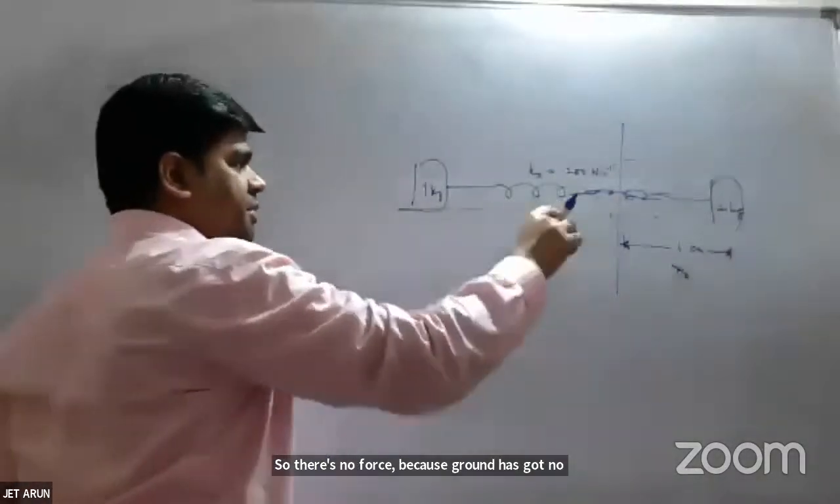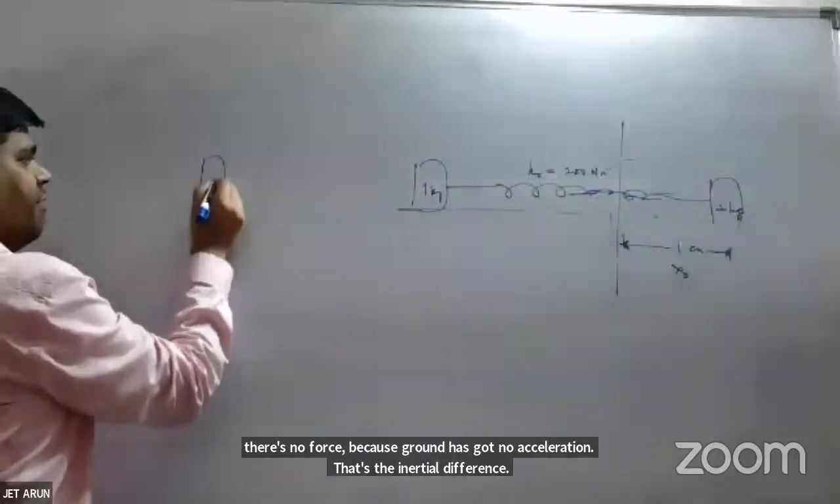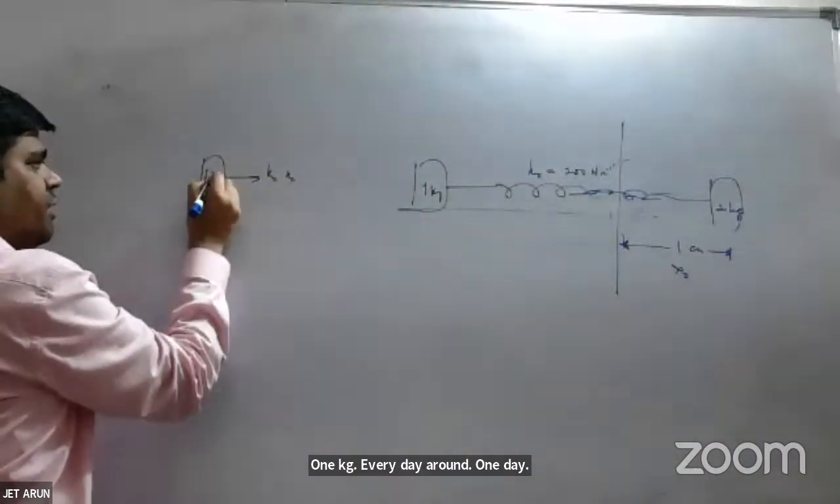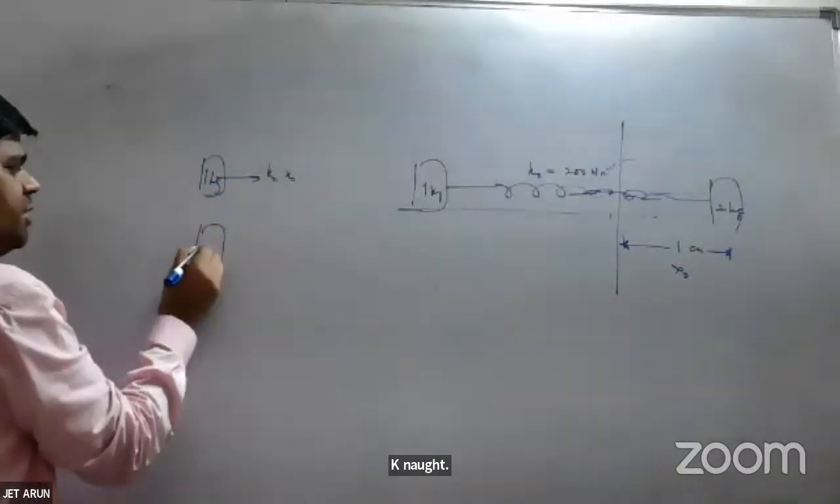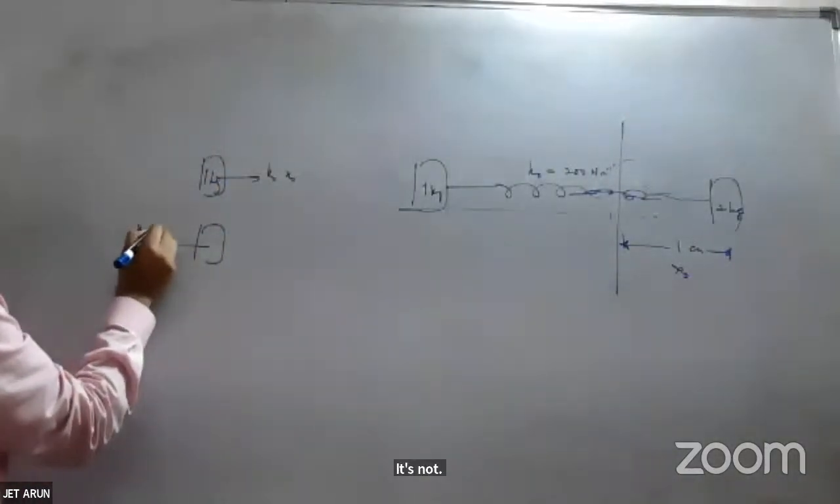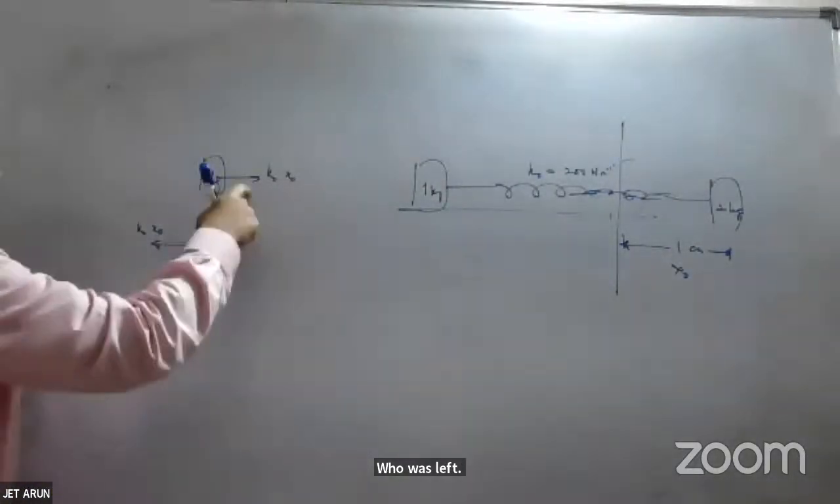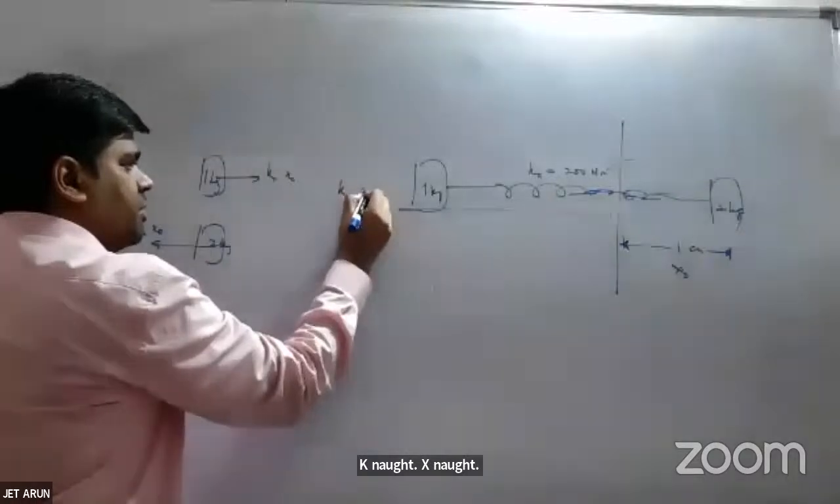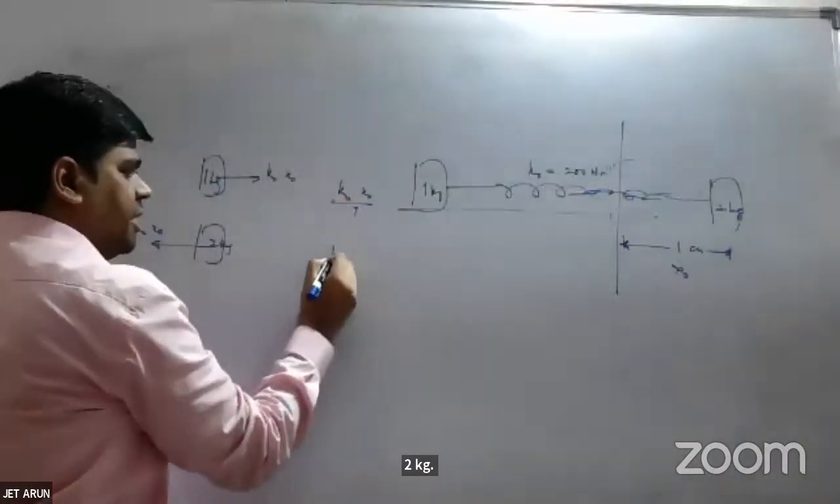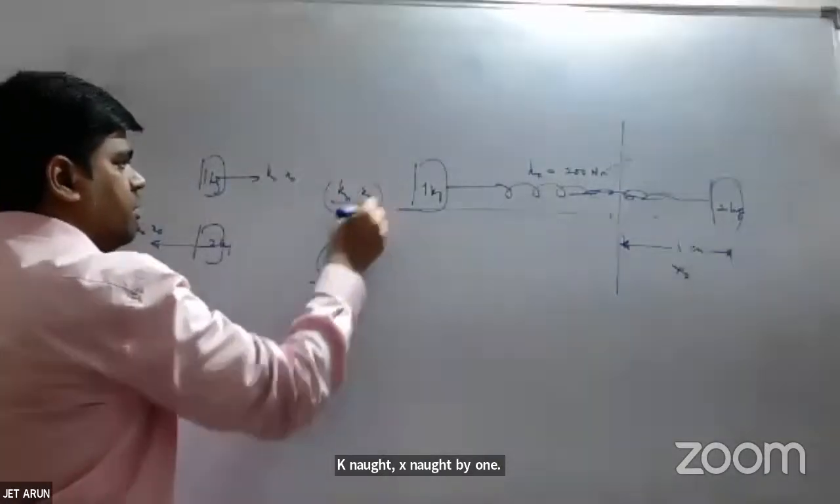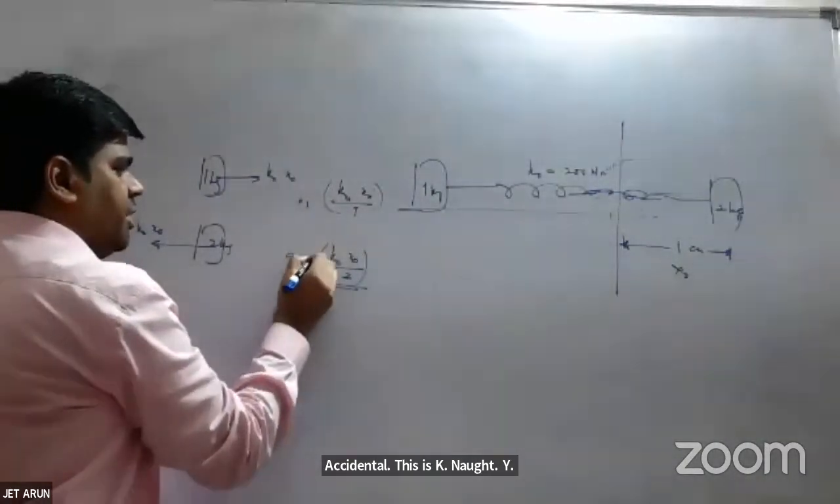I'll draw the FBD of 2 kg and 1 kg. How does the 1 kg FBD look? K naught, X naught, 1 kg. How does the 2 kg look? Towards left, K naught, X naught, 2 kg. So the acceleration of this one will be K naught X naught by 1. The acceleration of this is K naught X naught by 2. A1, A2.